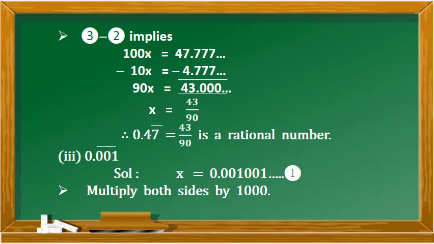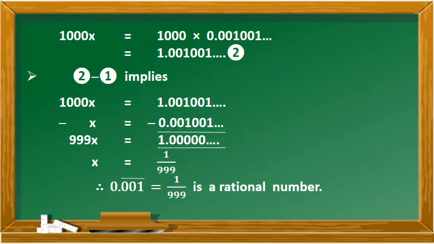Now since three digits after the decimal place are getting repeated, we have to multiply both sides of equation 1 by 1000. 1000 into x is 1000x on the left hand side, and on the right hand side 1000 into that decimal becomes 1.001001 dot dot, because when it is multiplied by 1000, 3 places after the decimal dot have been shifted. Now 1000x is equal to 1.001001 dot dot becomes equation 2.